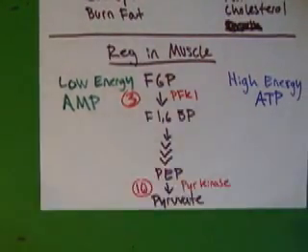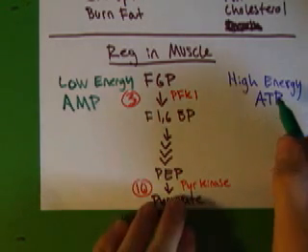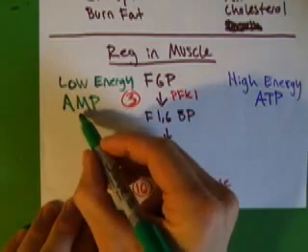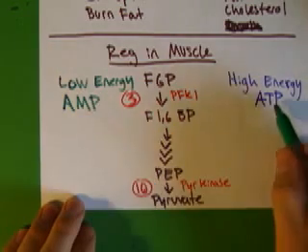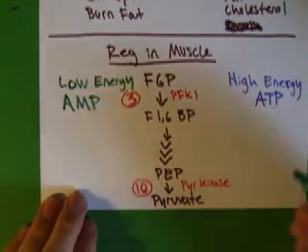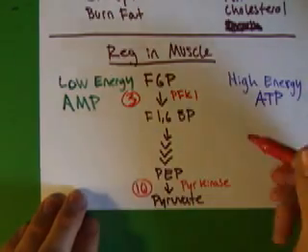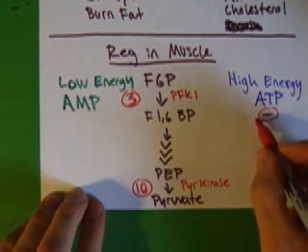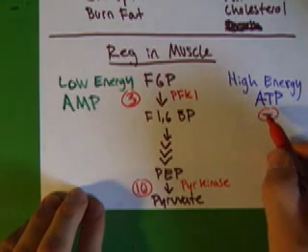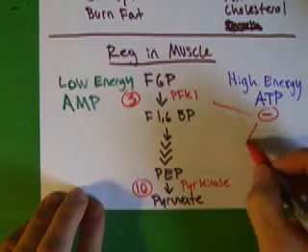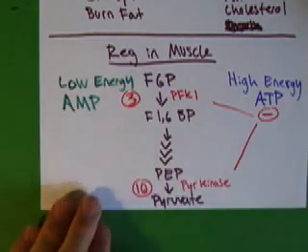So the regulation of muscle is pretty simple. You either have low energy, which means you have more AMP than ATP, or you have high energy, which means you have plenty of ATP. If you have plenty of ATP, and the purpose of this is essentially to make ATP, this is going to be inhibiting the process. The steps it is inhibiting are steps 3 and 10. If you have ATP, that's going to block those two enzymes, or at least slow them down.